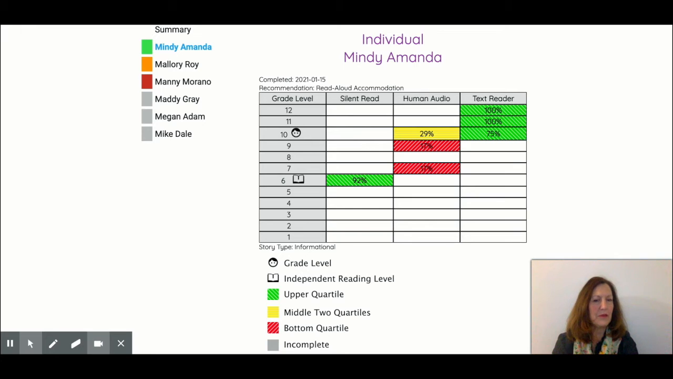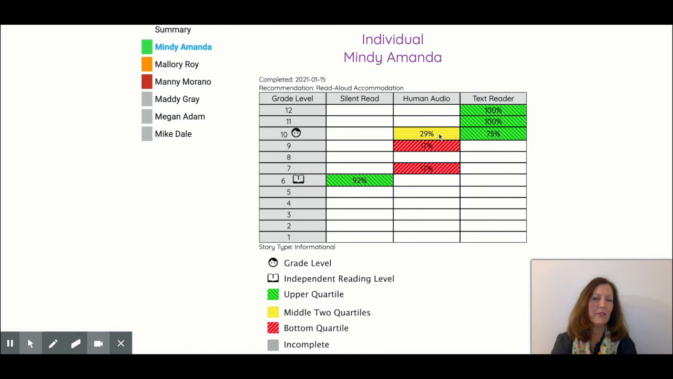So now that we know the basic components, let's look at Mindy's data. First of all, again, she's a 10th grader reading at a 6th grade level. Our reading data correlates to and triangulates with your reading data. That said, yes, Mindy reads independently at a 6th grade level.